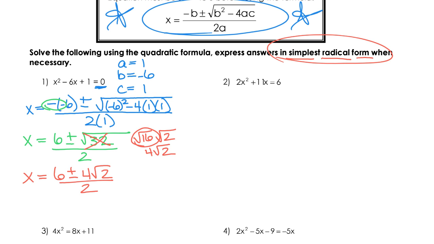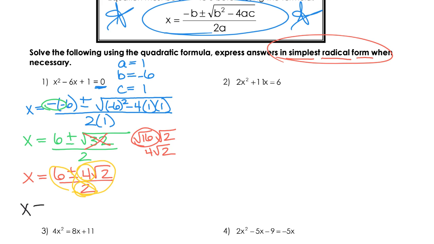Okay, and we have one last step to do. That 2 on the bottom divides not only the 6, but also the 4 square root of 2. Now, when it divides the 4 square root of 2, because the 2 is not underneath the radical, it's really only dividing that 4, not the number underneath the radical.